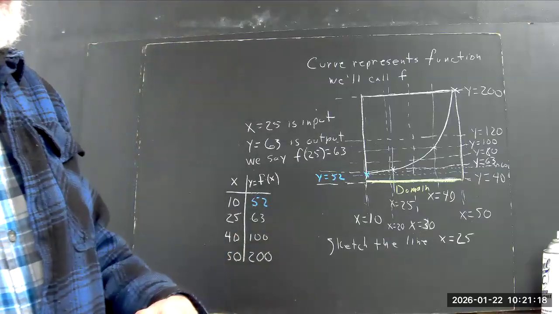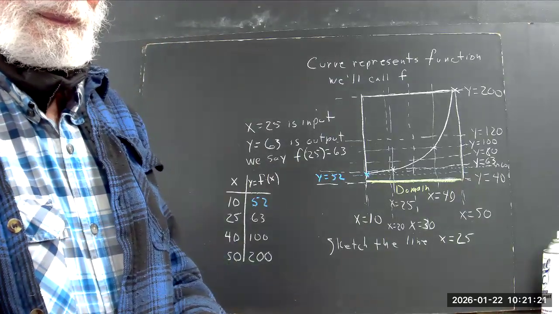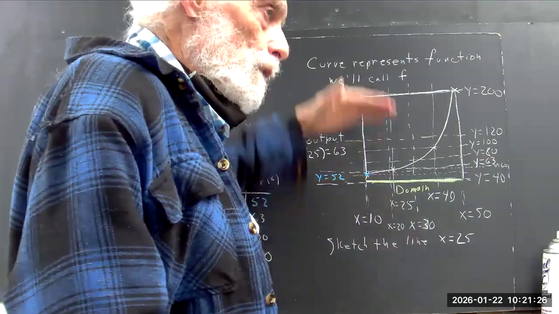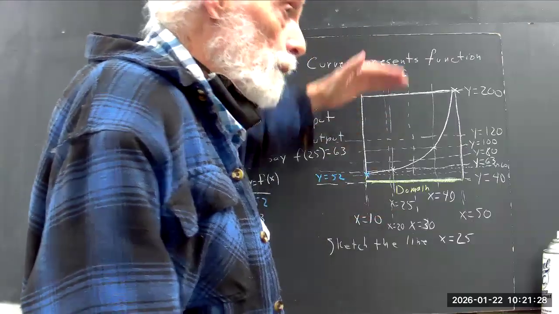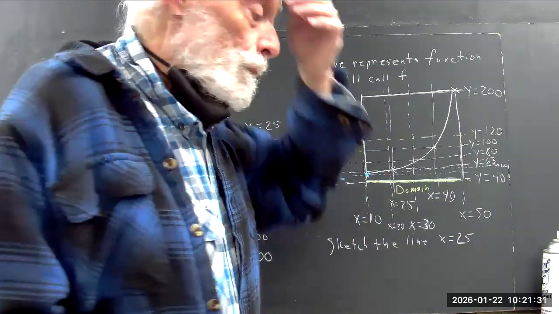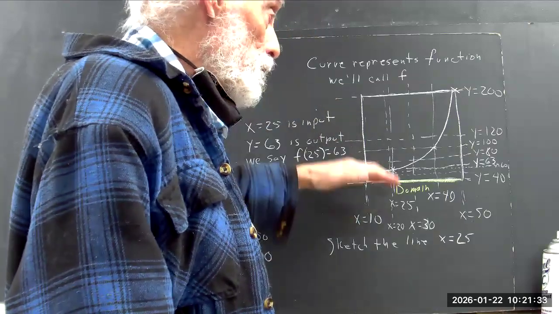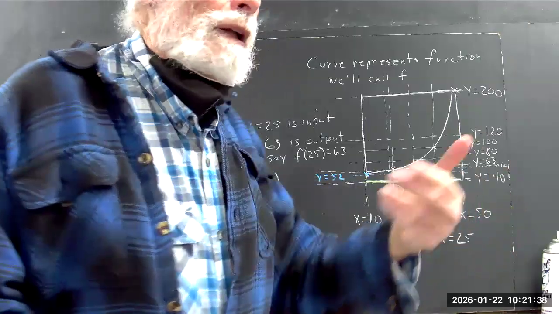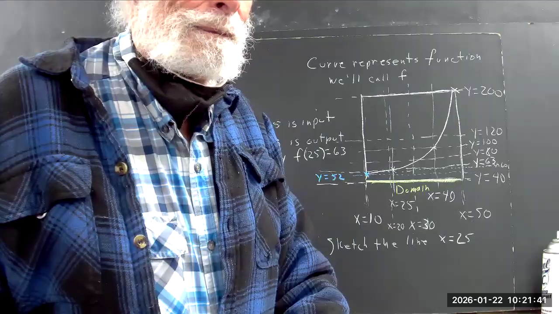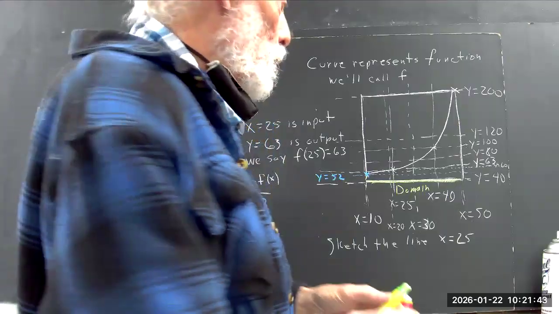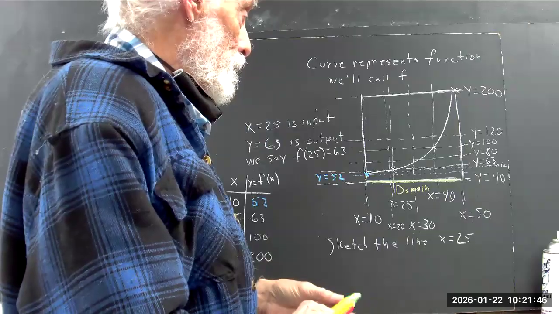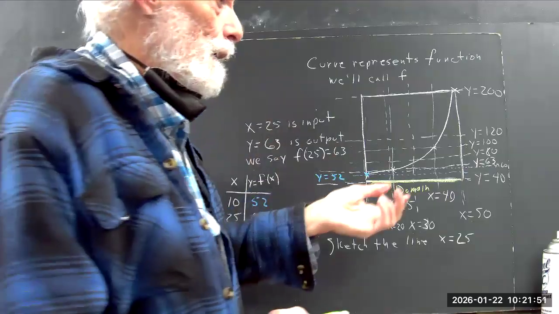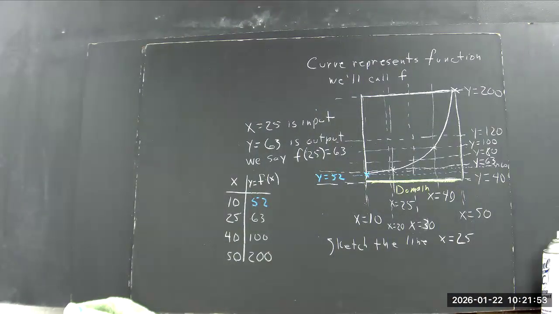My range is a set of all y values. Now, y values, the window goes from the line y equals 40 to y equals 200, right? Are there any y values in there where a horizontal line wouldn't hit the curve? Are there any horizontal lines in this window that would fail to hit the curve? And I think we'll talk about this for a second.